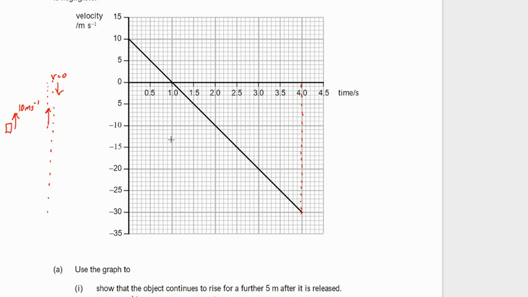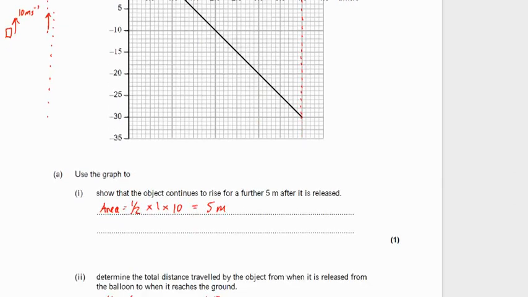So when does it stop rising? It's when its speed is 0. That's right at the top of the rise. And so we are looking at this area here. And that's a half times the base times the height, half times 1 times 10, which is 5 meters. Okay, so that's the rising section.